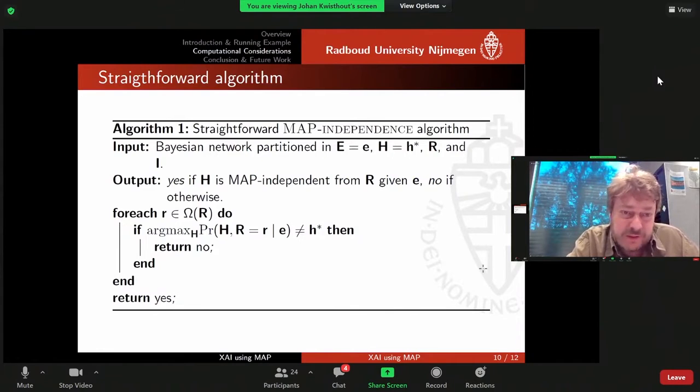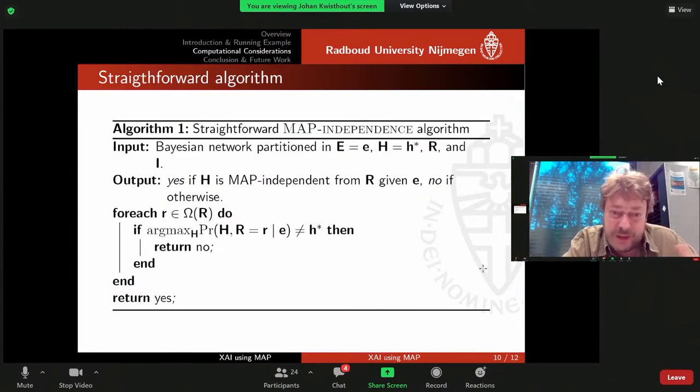So if you have this instance as an input, the output would be yes if the explanations would be MAP independent from the set R, or no if that is not the case. The trivial approach would be to try out every joint value assignment to the set R, and compute the best explanation, but now also with the instantiation of the value of R.